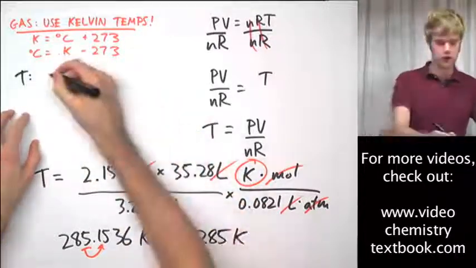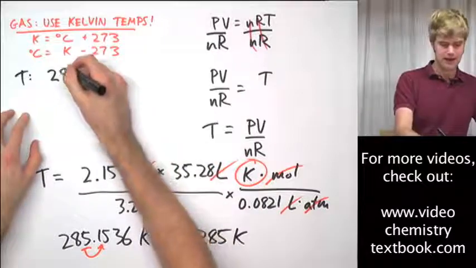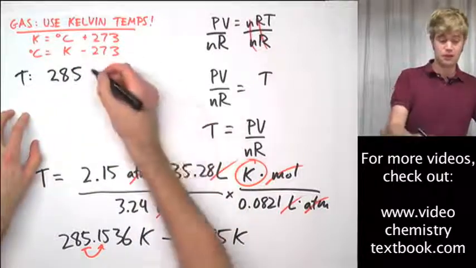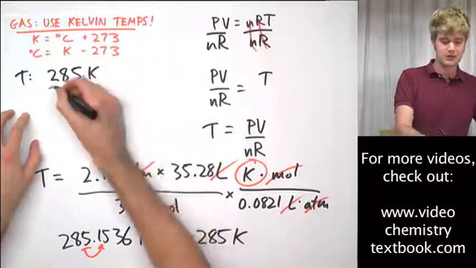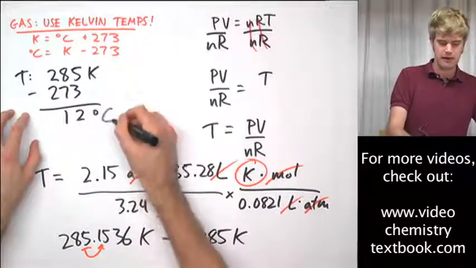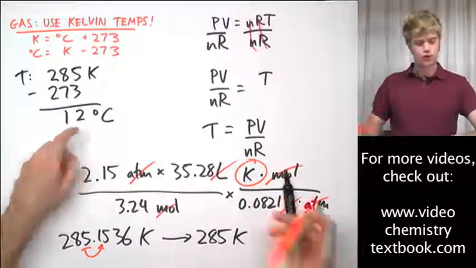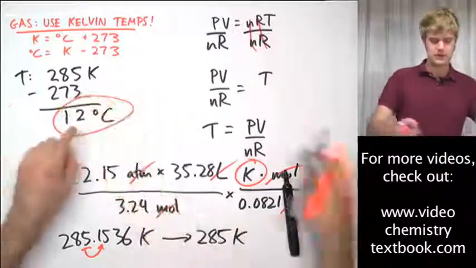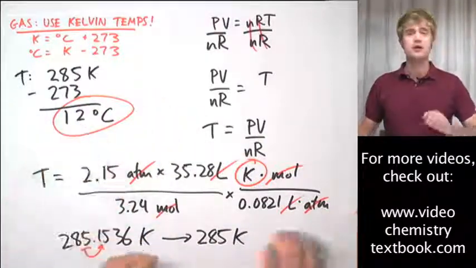So here's my temperature. 285 is my Kelvin temperature, minus 273. And that is going to give me 12 degrees Celsius. And that is my final answer.